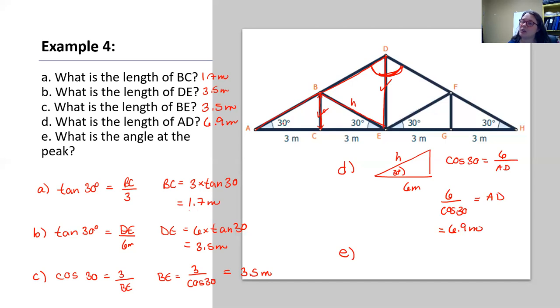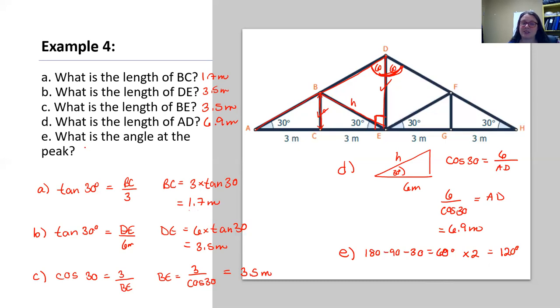So we know it's 30 here, 90 is over here. So 180 minus 90 minus 30 equals 60 degrees. And then we have to double it, because this side is 60 and this side is 60. So the total angle at the peak is 120 degrees. And we have pretty well all of our angles that we would need in order to do calculations, in order to do our cuts. You could go through and fill in what the rest of the angles are just based on that information.